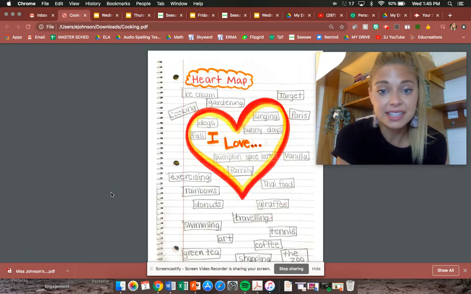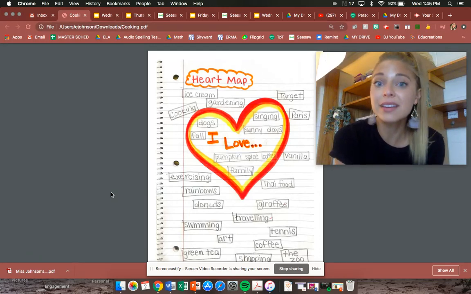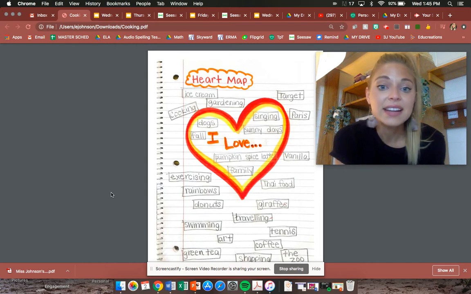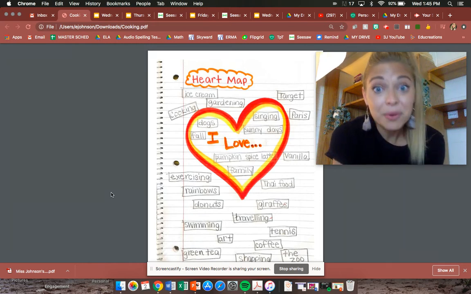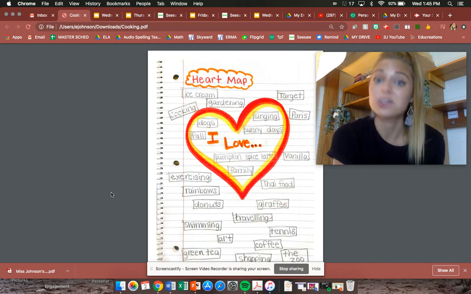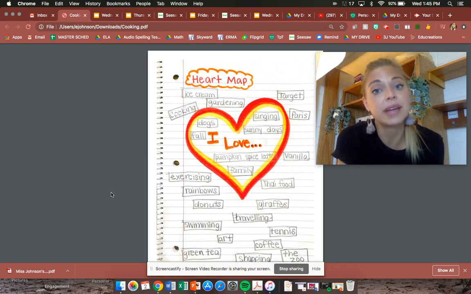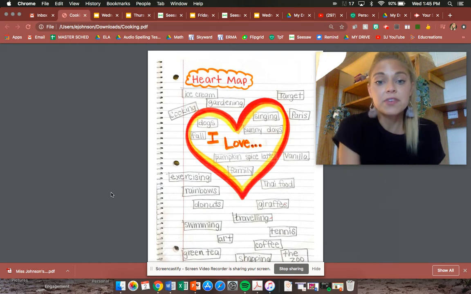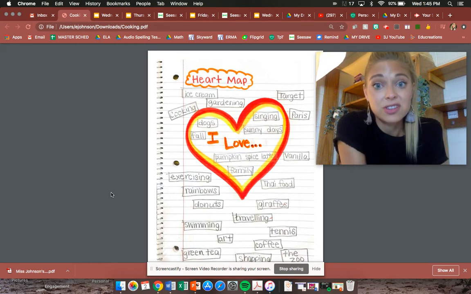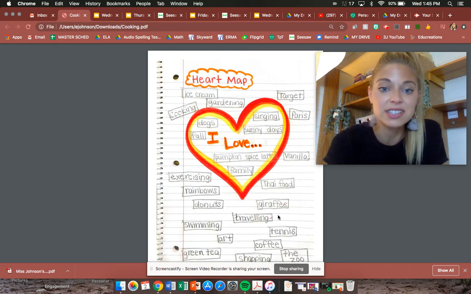So as you can see, I made my heart a little bit smaller than I should have. I did that because I didn't think I would fill up the whole page, but I did fill up the whole page and I filled it up really quickly because this is all about things that I love. And you're going to create something similar about things that you love. So if you want to draw the heart larger and fill up the whole page with the heart, that would be fine. Or you can do it like I did, just like right here. And then if you think of lots of ideas, you can go outside of the heart.